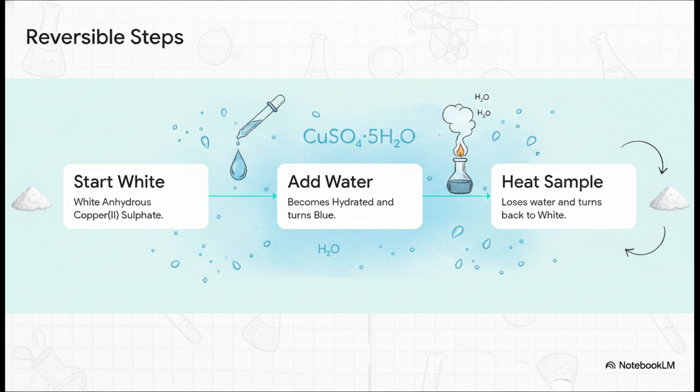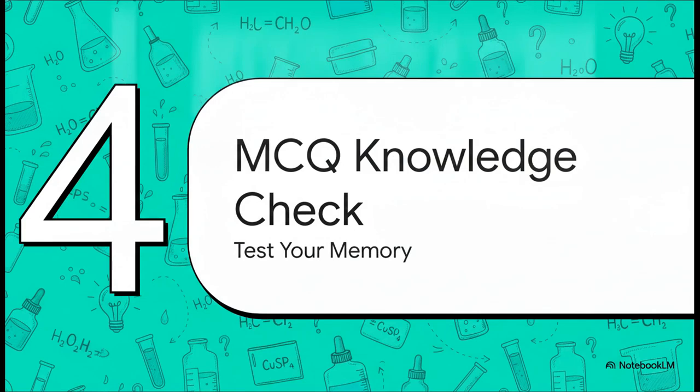Simply put, जब आप उस blue hydrated sample को heat करते हैं, तो heat उन 5 water molecules को evaporate कर देती है, driving them completely away. और हम वापस step 1 वाली dry white powder पर आ जाते हैं. It's really that simple. Alright, section 4, time for the MCQ knowledge check.